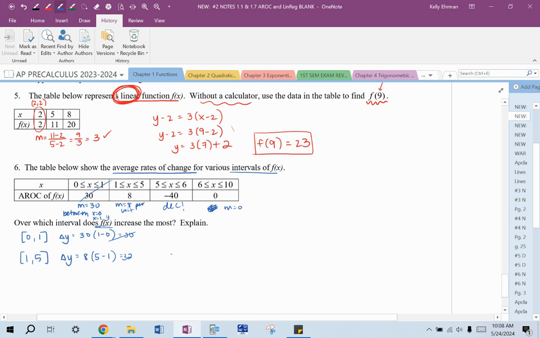Okay, so f of x increases by 32 from x equals 1 to x equals 5. Just looking at this table, it's hard to understand that that's what they're saying, but I tried to word this the exact same way that I saw in my AP Classroom. So interesting.